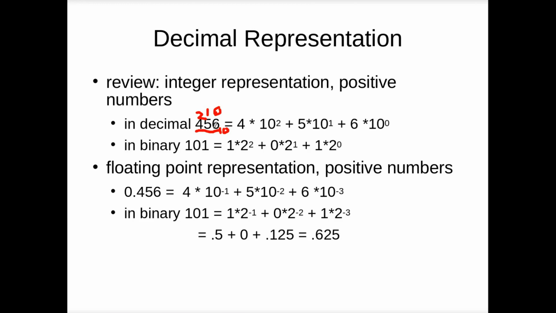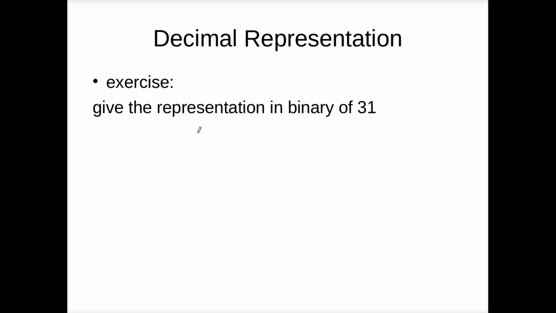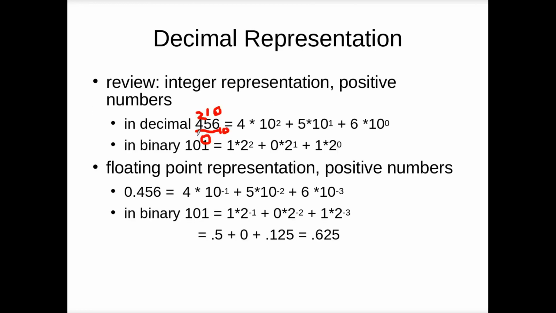So 456. And then again for binary, this is the 0th position, 1st position, 2nd position, and it's base 2. So it's 1 times 2 to the second, 0 times 2 to the 1, 1 times 2 to the 0. We can use the same idea for representing numbers in the floating point positions, or the fractional positions.